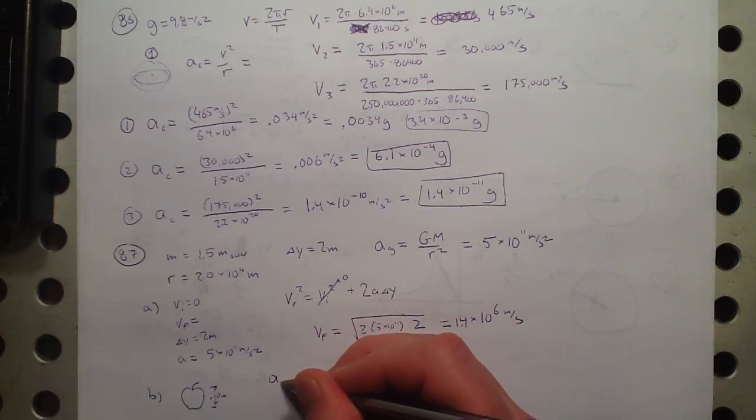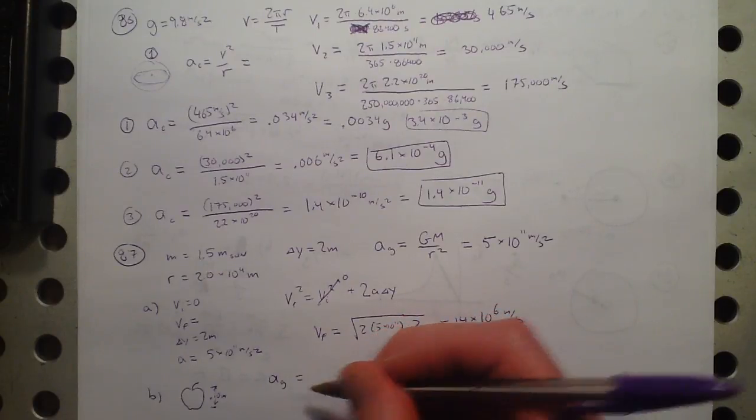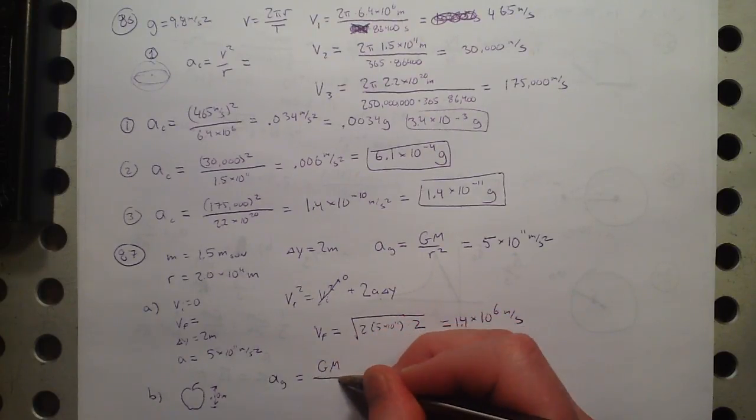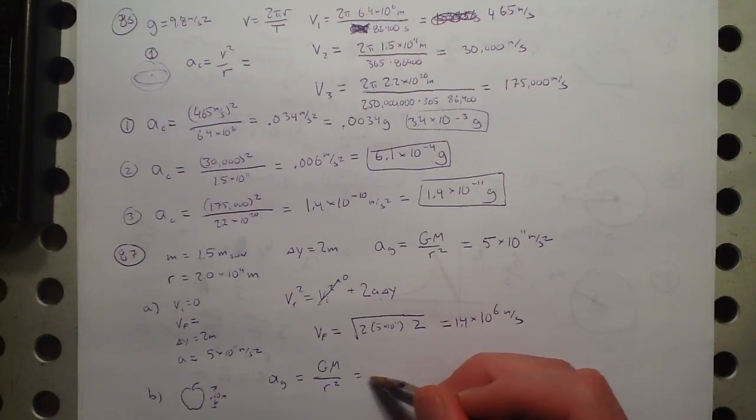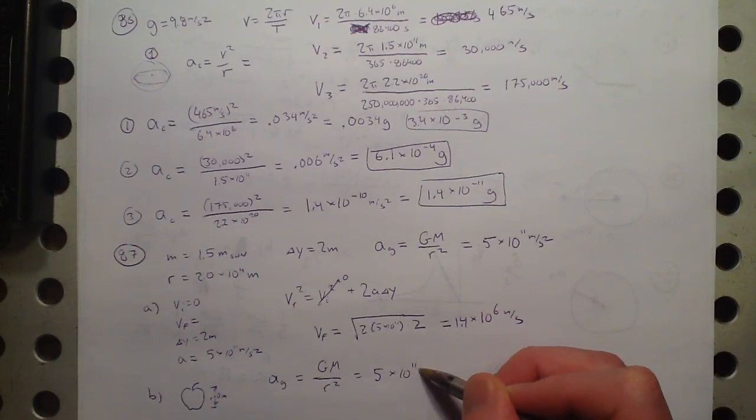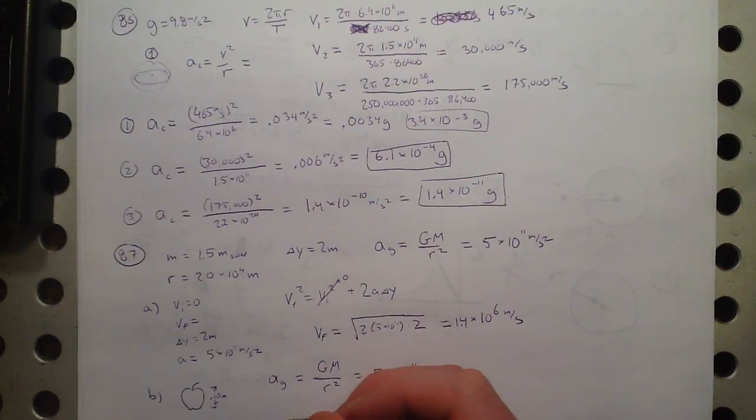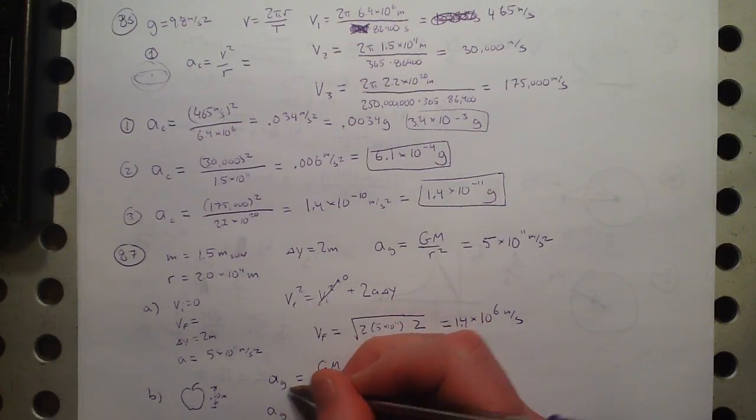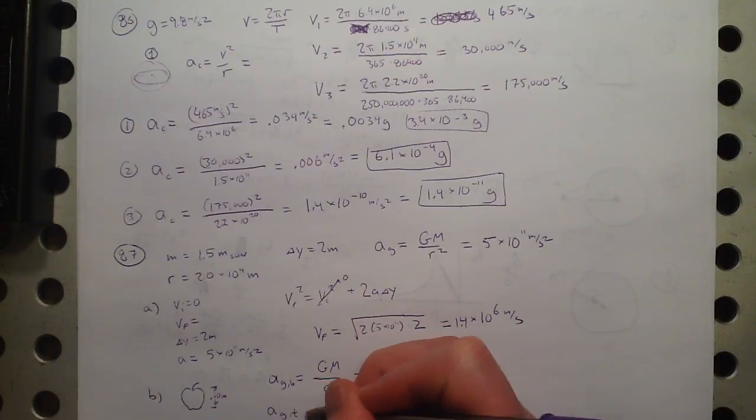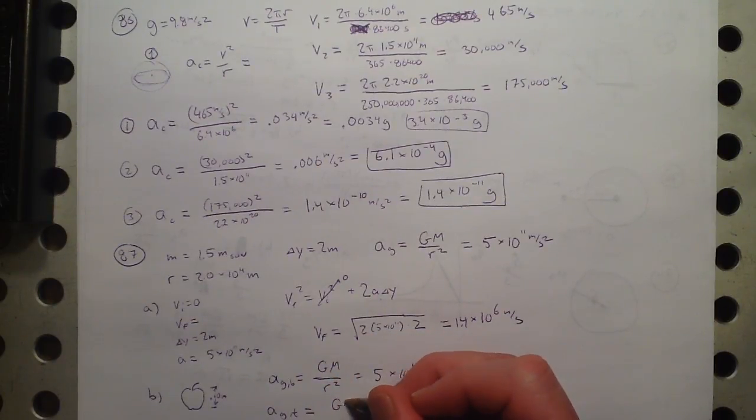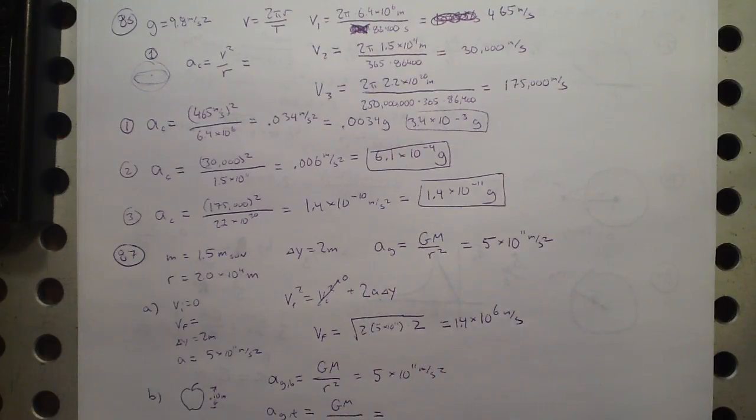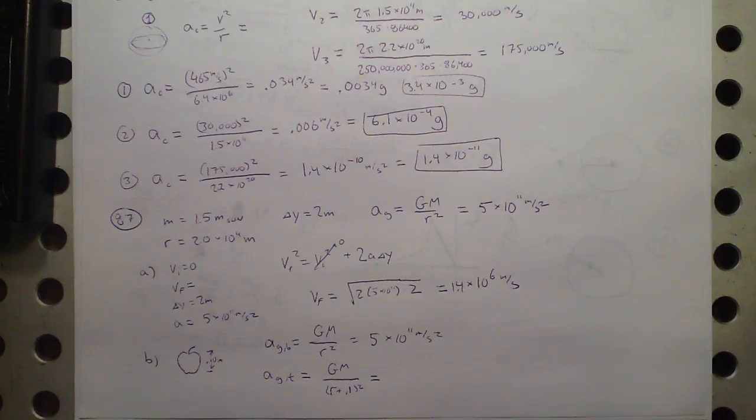Well, the gravitational acceleration at the surface of the planet is GM over r squared. We found that. That's 5 times 10 to the 11th meters per second squared. And that would just be at the bottom of the apple, right? What about at the top of the apple? Well, that would be GM over r plus 0.1 squared. It does not seem like much, does it? But these are big numbers, so let's see what happens if we do that.